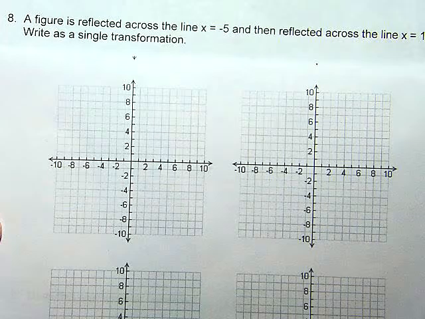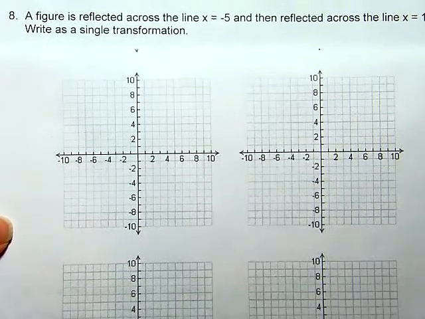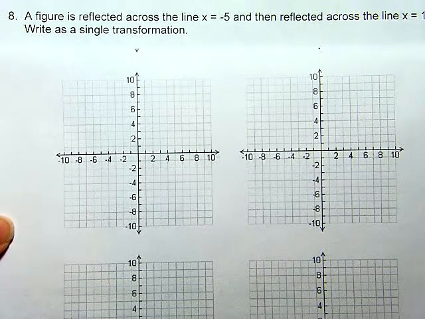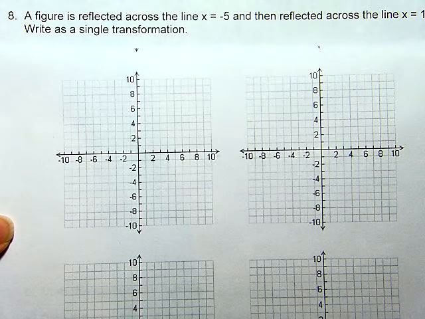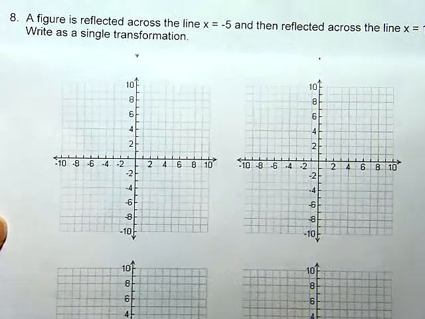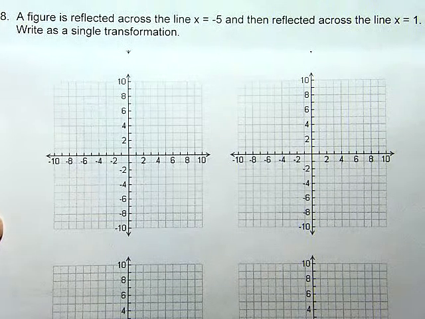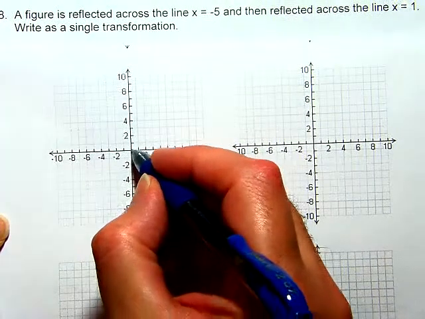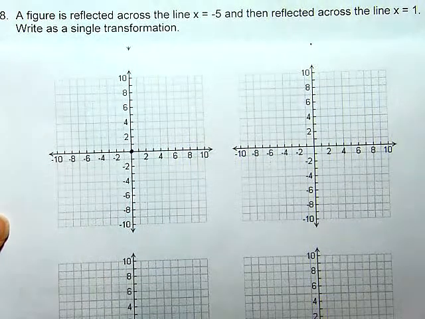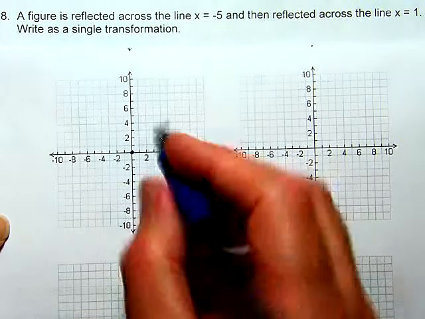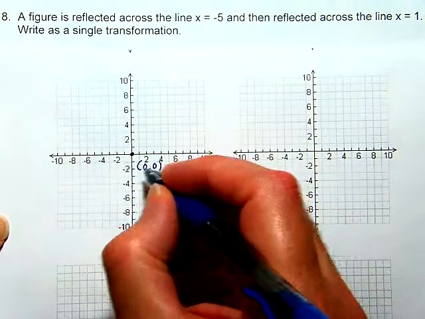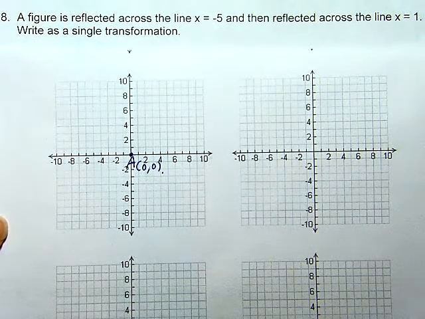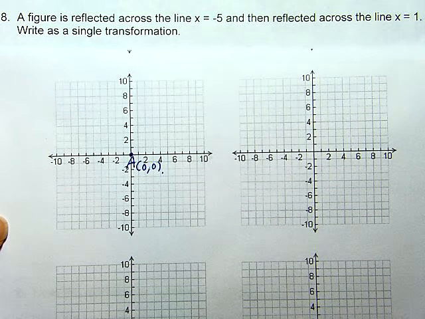Okay, so let's try to make life simple for ourselves. Let's pick the simplest possible figure, a point, and maybe I'll pick the origin again, which is 0, 0. I will call this point A, and this point is then reflected across the line x equals -5.